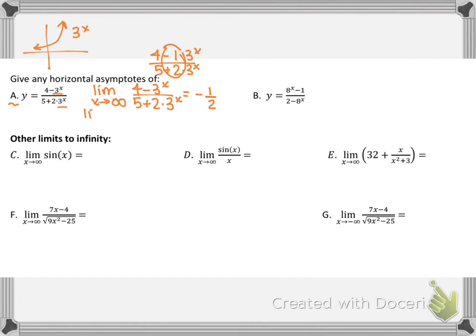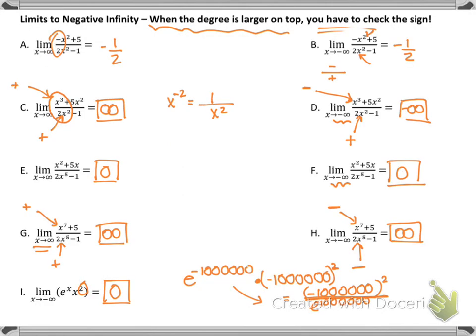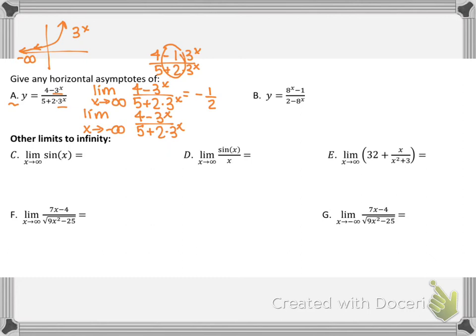Okay, let's consider what happens as x approaches negative infinity. So as x approaches negative infinity, let's look at our graph of 3 to the x. As we go off to the left, it's going to approach an output of 0. Our y value is going to approach 0.